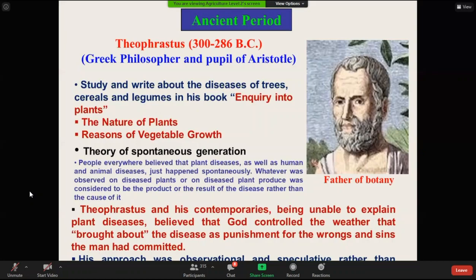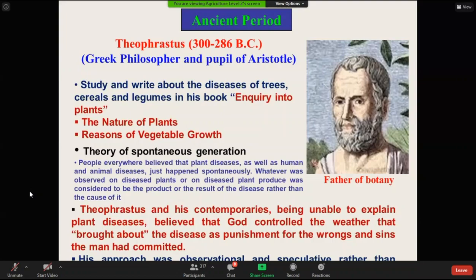However, his approach was basically observational. No, he did not conduct any experiment to prove it, but he had speculation on that. Clear?